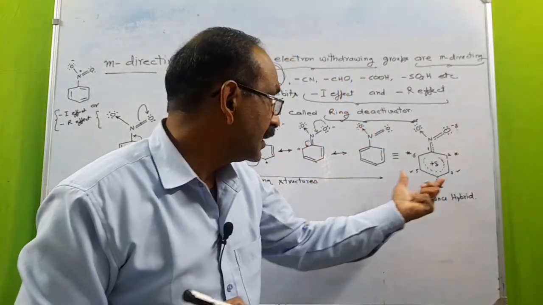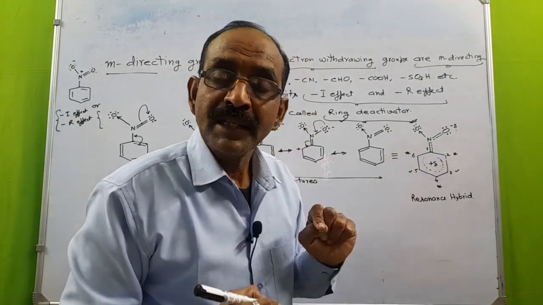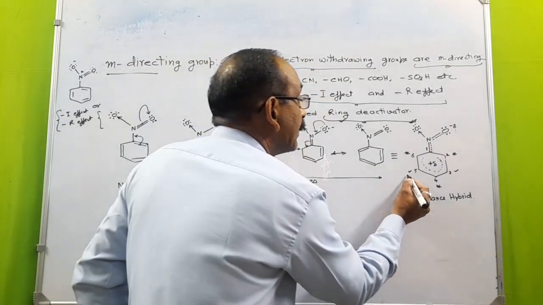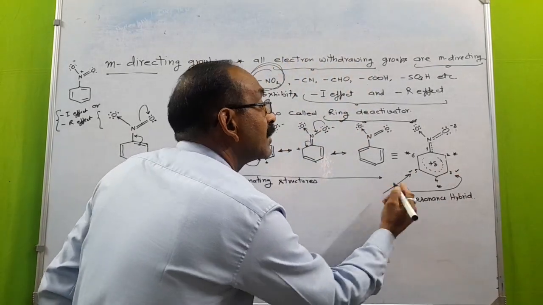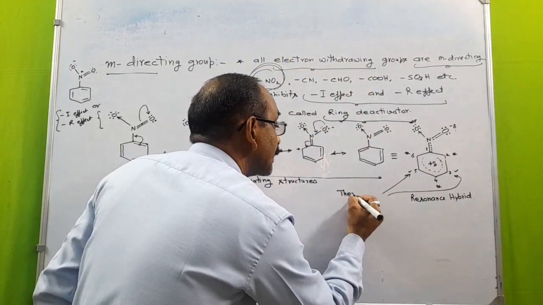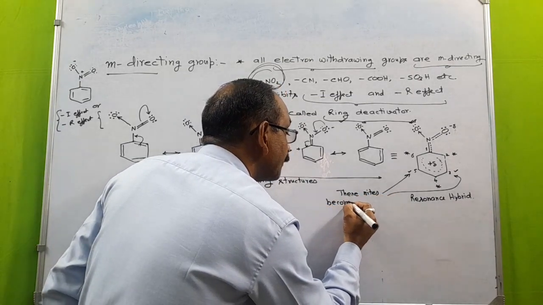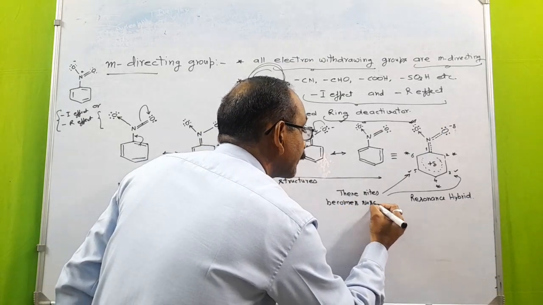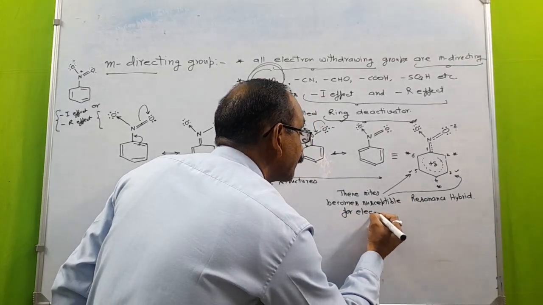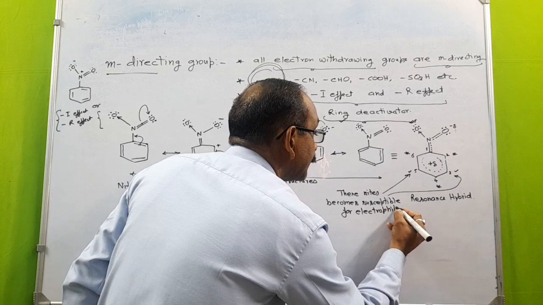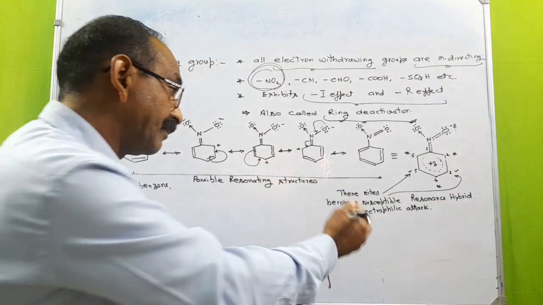Now see here, the electrophilic attack is possible only at position 3 and 5, because here the electron density will be higher at position 3 and 5 in comparison to 2, 4 and 6. So therefore we may conclude that position 3 and 5, only these sites become susceptible for electrophilic attack. Means now the attack will occur at position 3 and 5.